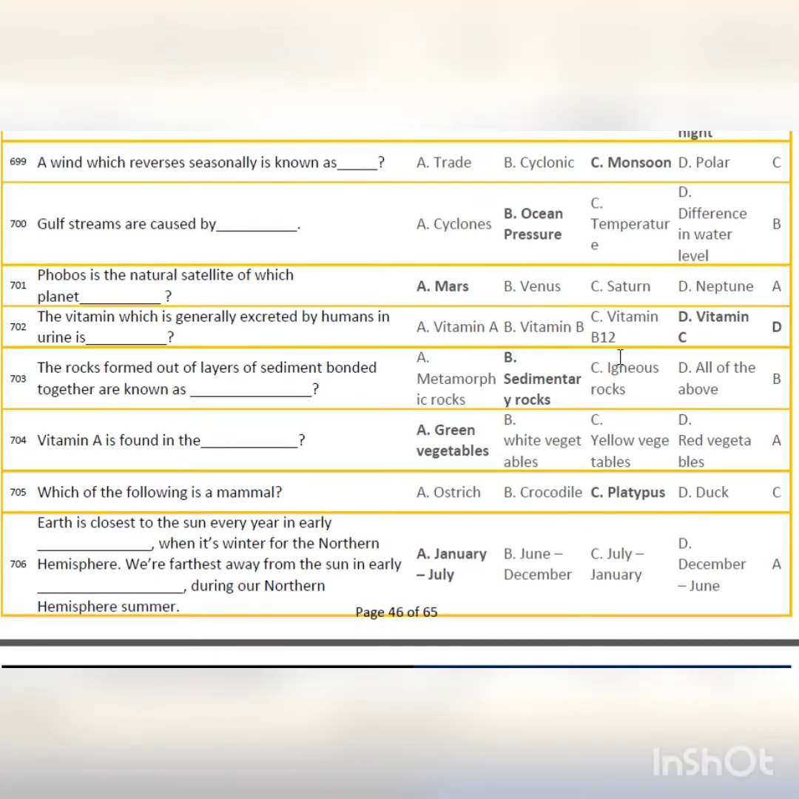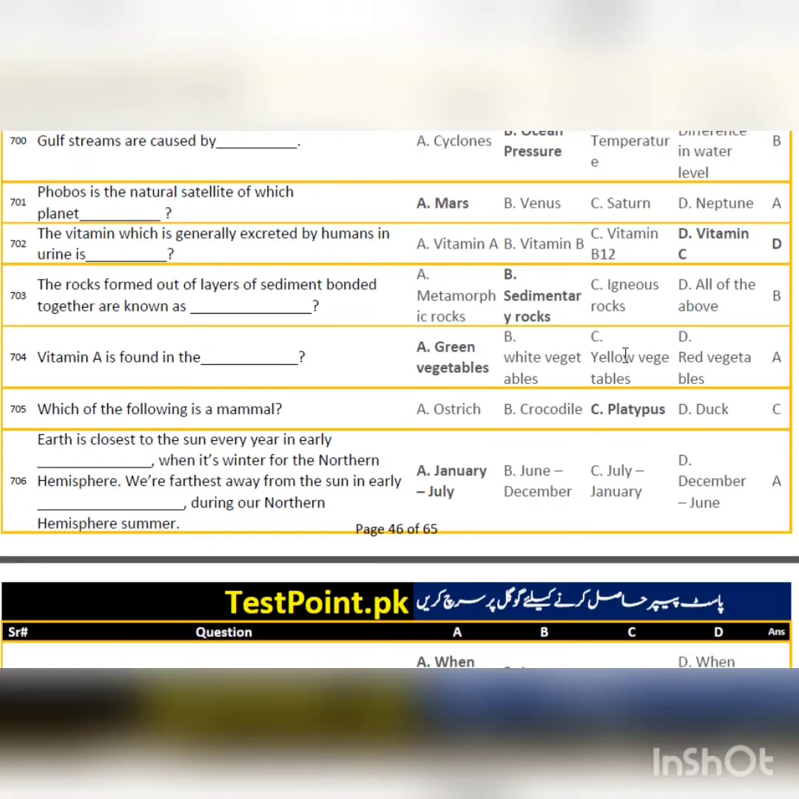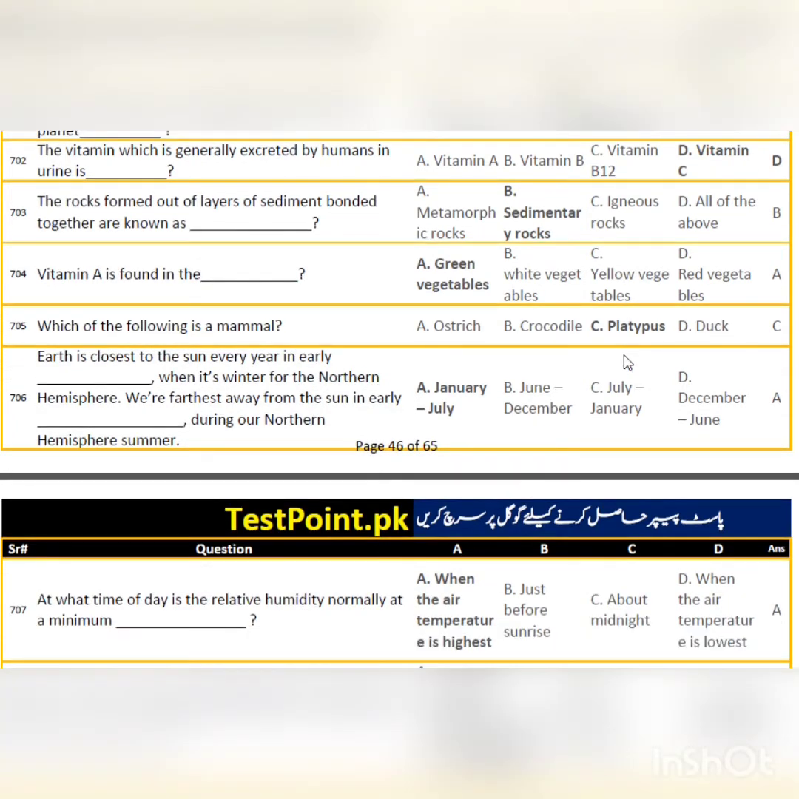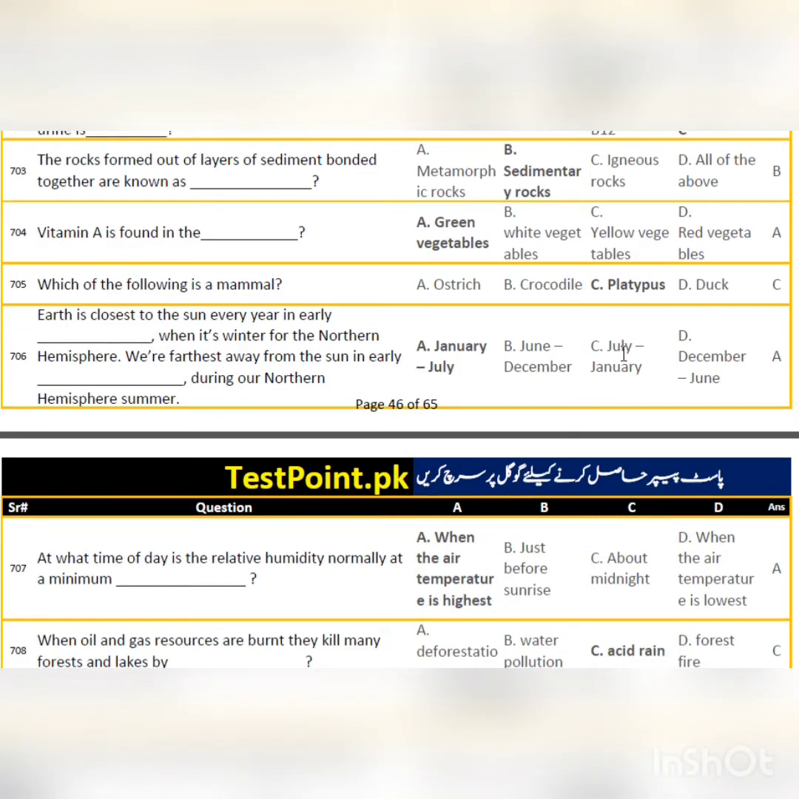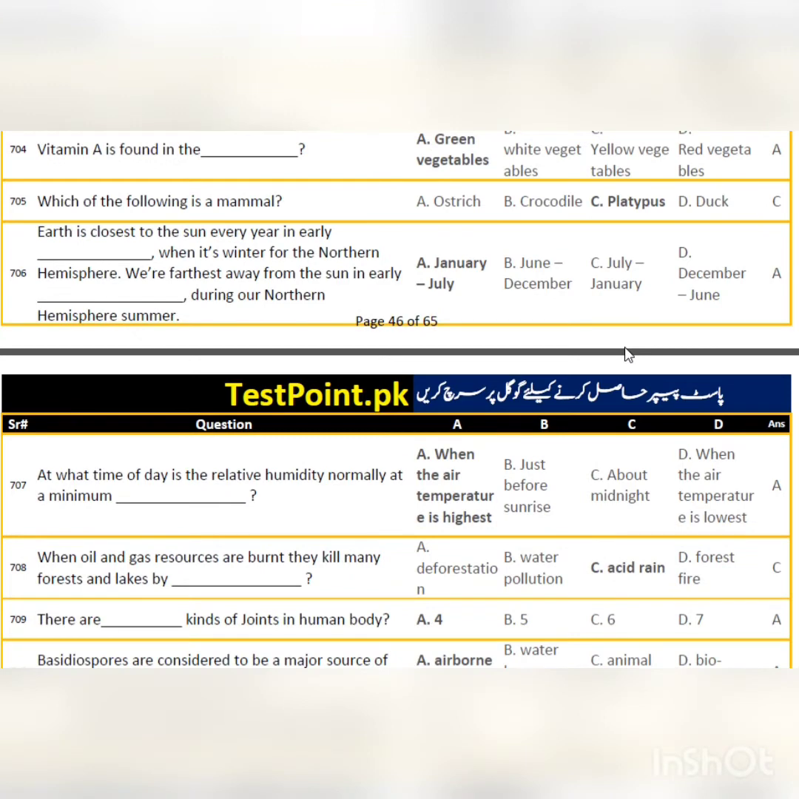Which of the following is a nutritional deficiency disease? A. Alveoli, B. Cirrhosis, C. Rabies, D. Pellagra. Answer is D. Pellagra.